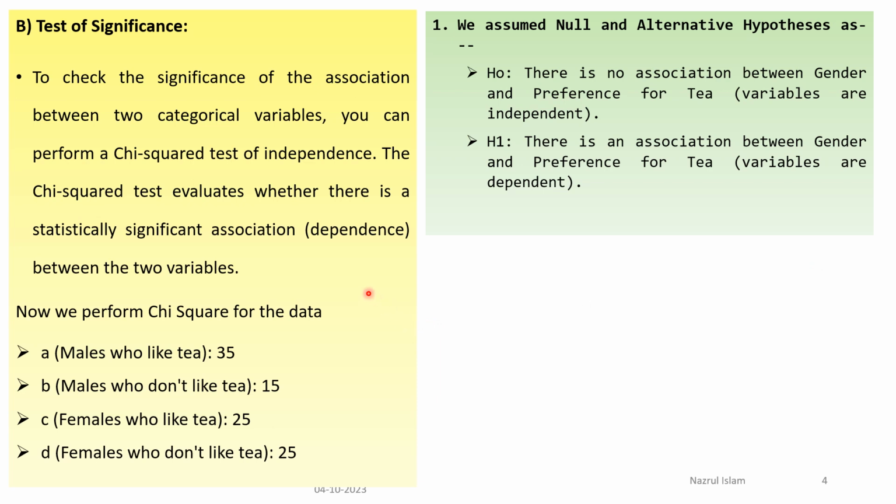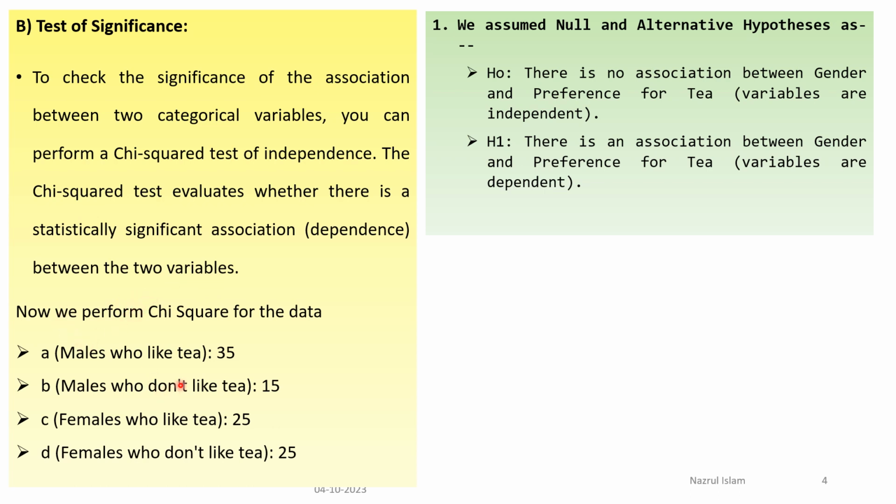Now we will see whether this correlation coefficient is significant or not. To check the significance of the association between two categorical variables, you can perform the Chi-square test of independence. The Chi-square test evaluates whether there is a statistically significant association or dependence between two categorical variables.